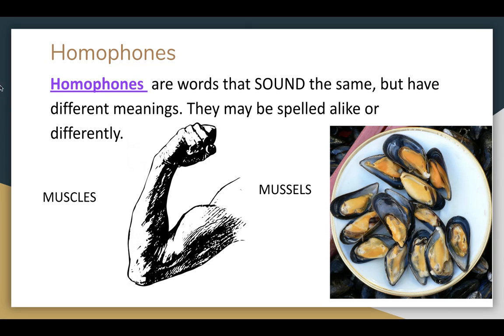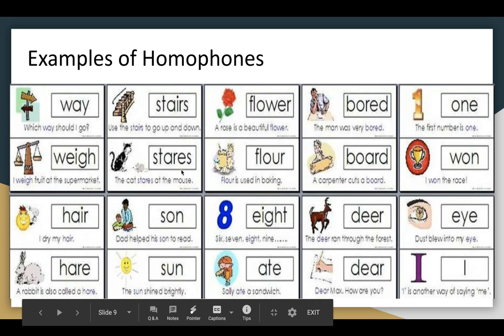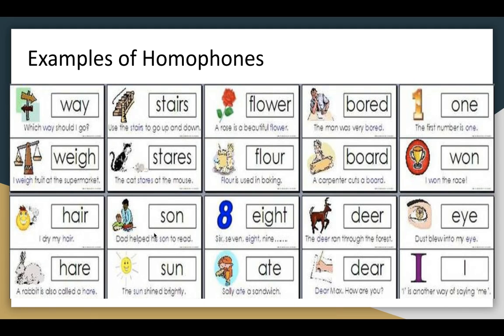So let's kind of move forward. Muscles, like I know you guys out there, you're working out your muscles, versus mussels, what you eat, fish. Spelled differently, sound the same, but they have completely different meanings. Here are some examples of homophones. Way and way, hair and hair, sun and sun, stairs and stairs, ate and ate, flower and flower, board and board, deer and deer, I and I, one and one. You see all of these examples, they sound the same, but they're spelled differently, and they have different meanings.